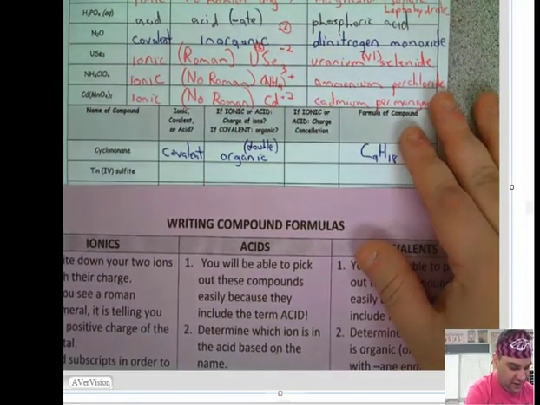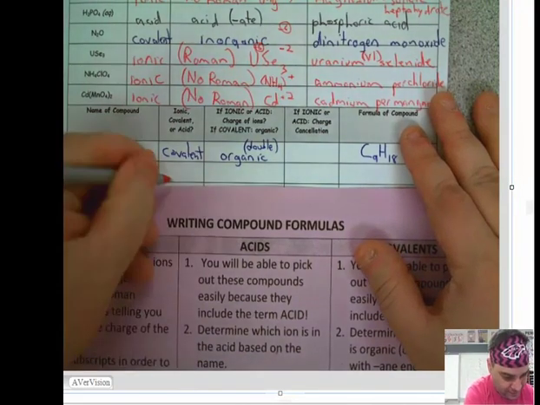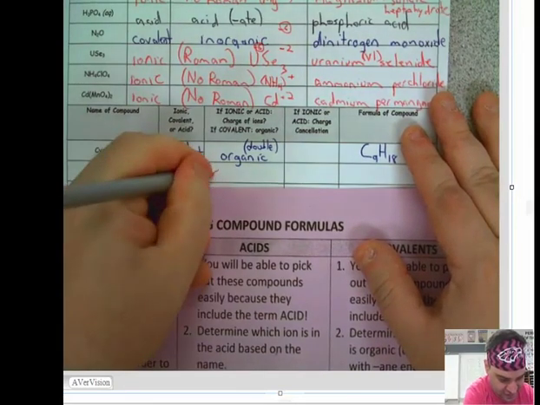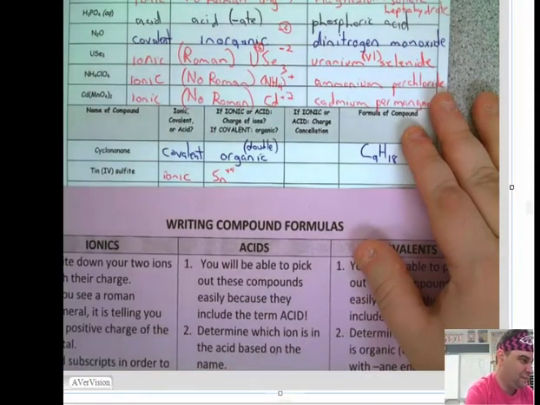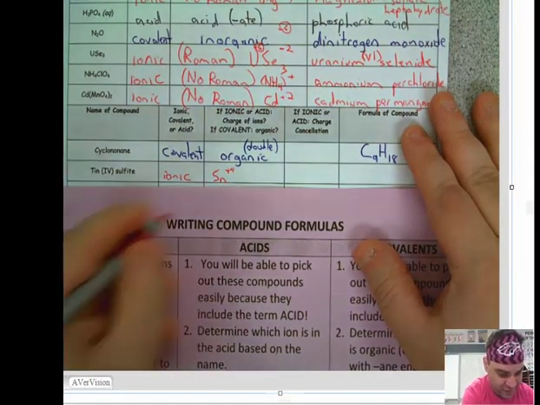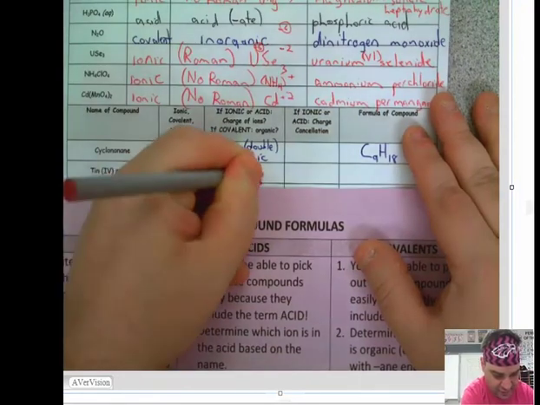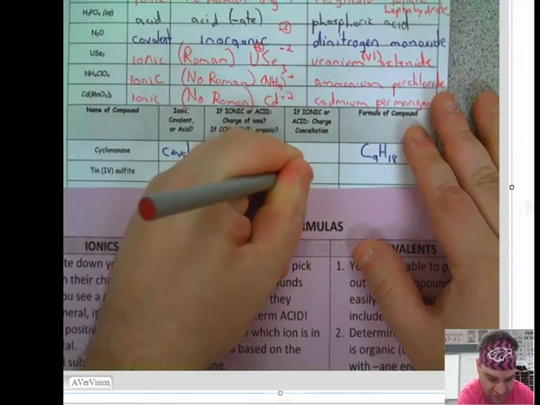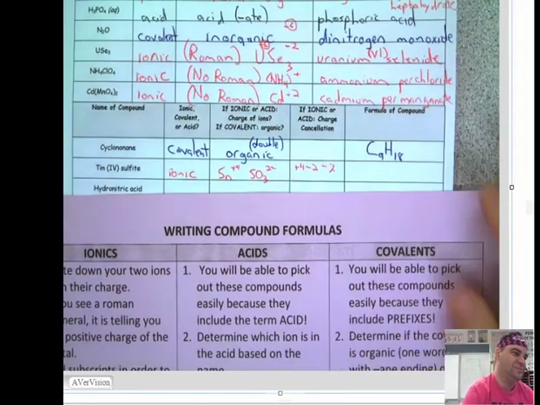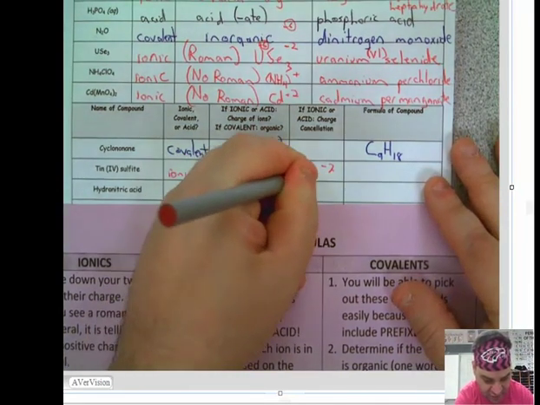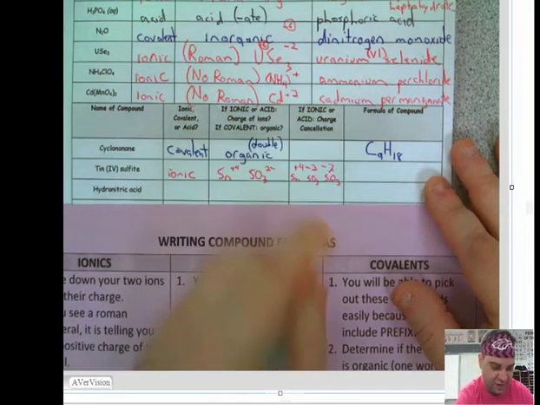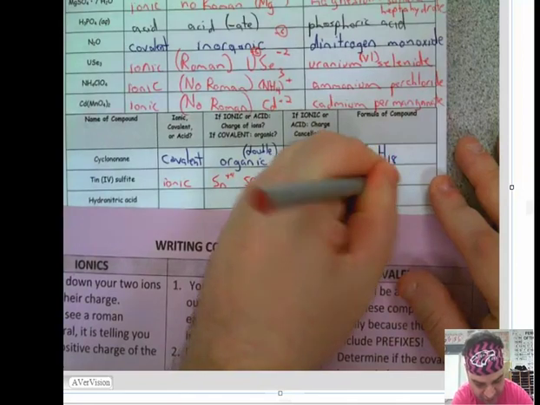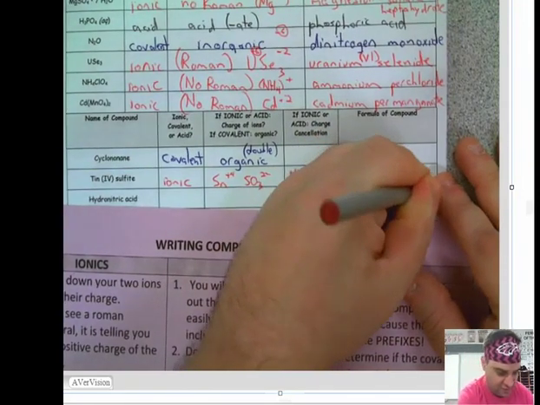Tin(IV) sulfite. Tin is a metal, so this is ionic. Okay, so this is tin 4, so this is Sn4+. Sulfite is SO3 2-. Plus 4 and 2 minus does not equal 0, so you need another 2 minus. So I have 1 Sn and 2 SO3s. So this would be Sn(SO3)2.